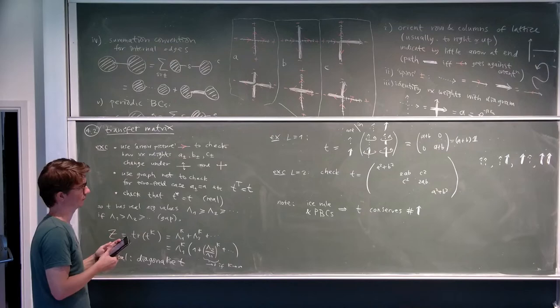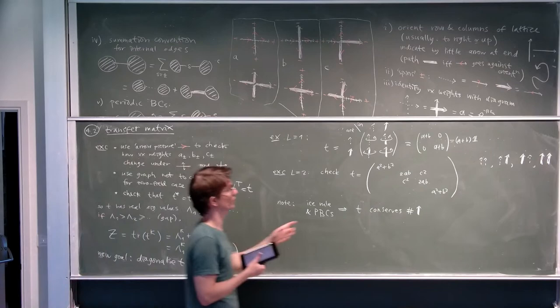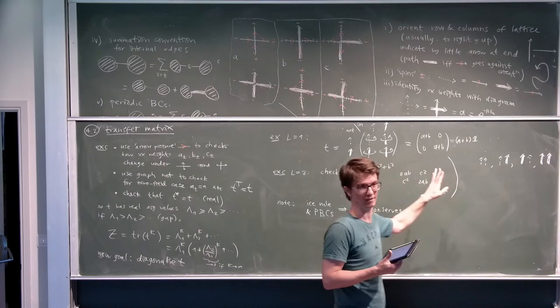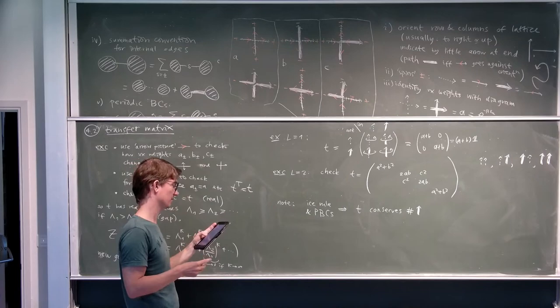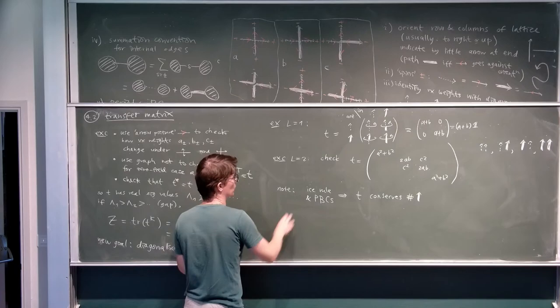Note that the convenient way sometimes to think about this is you identify these dotted lines by zeros and these thick lines by ones, and then you just have binary strings. So it gives an enumeration of all the possible basis vectors in the vector space. Okay, so it conserves this number of thick lines.